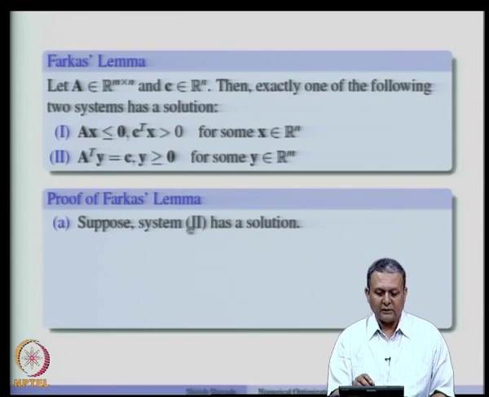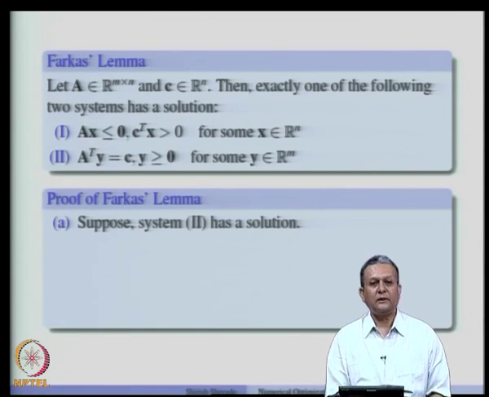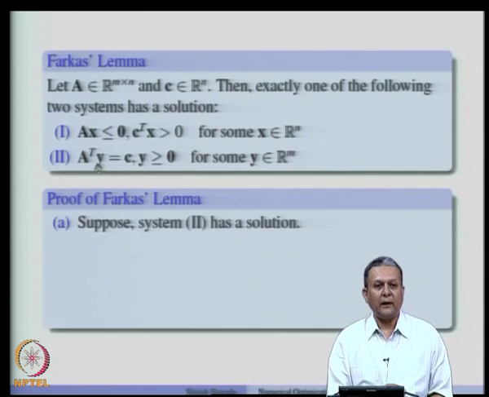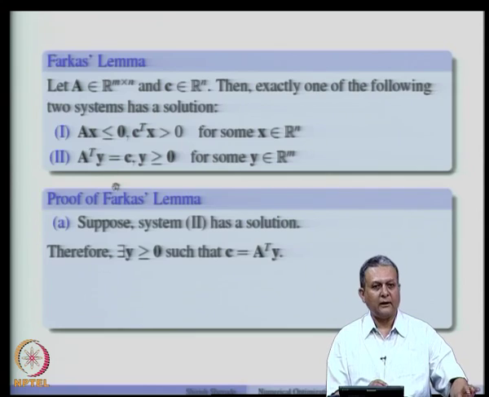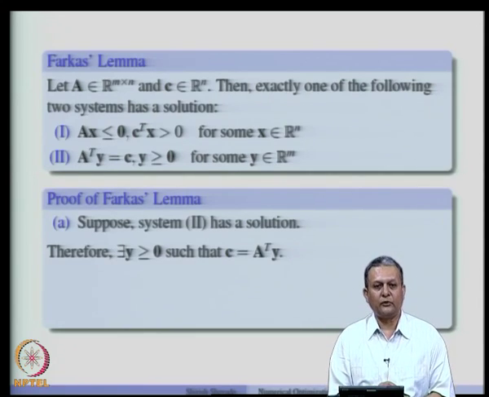Okay. So, let us assume that system 2 has a solution. System 2 has a solution means that there exists some y in R^m such that A transpose y equals C and y is greater than or equal to 0. So, there exists some non-negative y such that C can be written as A transpose y.